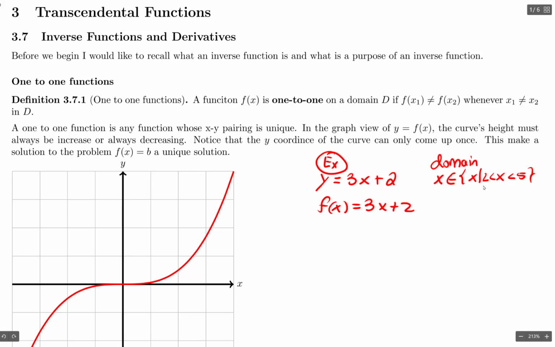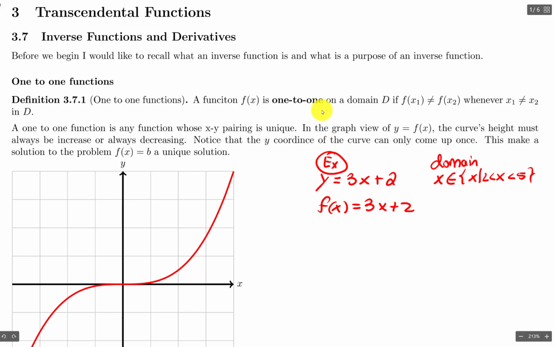Domains represent what numbers you're allowed to plug into the input. So in this example, I have the domain going to be all numbers between 2 and 5, not including 2 or 5. And the function I have here is f of x equals 3x plus 2. Okay, so this definition of one-to-one claims that if you have two output values that are not the same, that's what this notation means, two y values that are not the same, that guarantees that your input values have to also be different. And only one-to-one functions have that property.